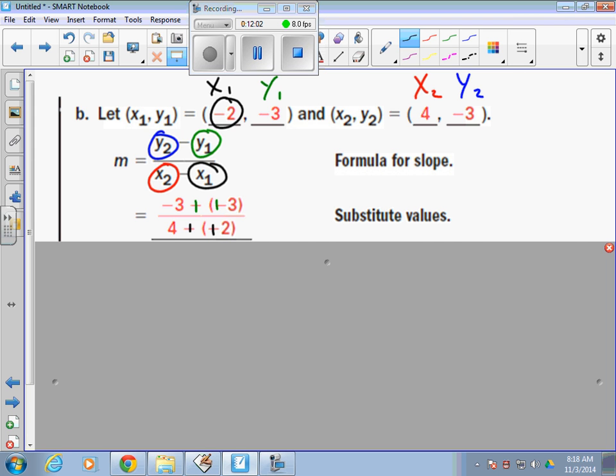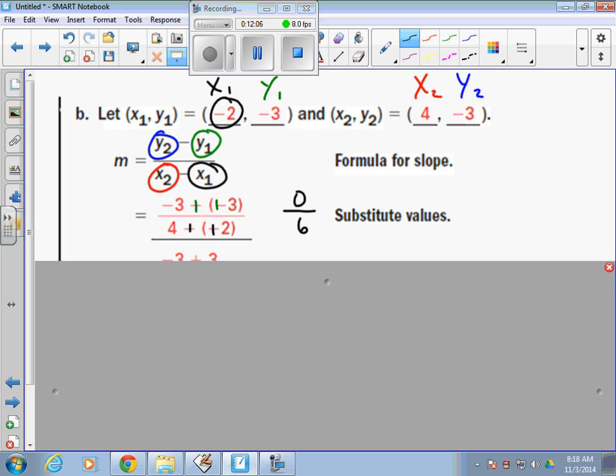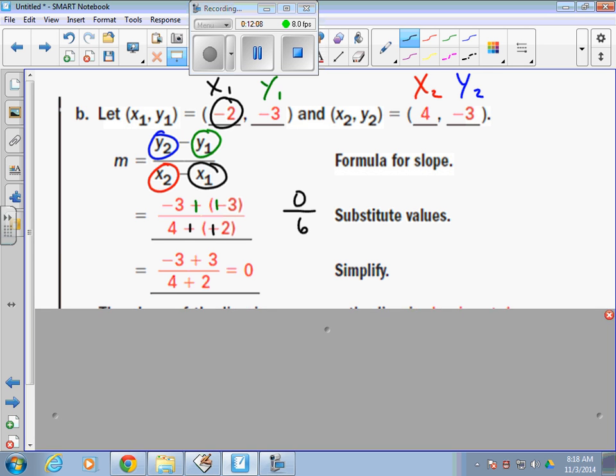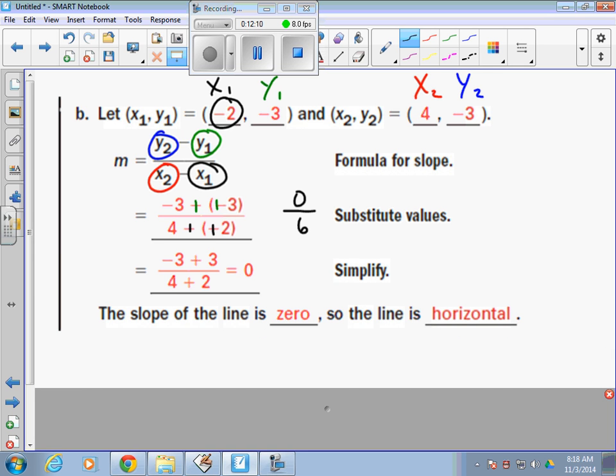Negative 3 plus 3, we know is going to give us the number 0. And 4 plus 2 is 6. 0 divided by anything is the number 0. Therefore, the slope of the line is 0. Again, think of it this way if you have to. The line's going like this. It's horizontal. You can write the word 0. You can write a Z on that one.